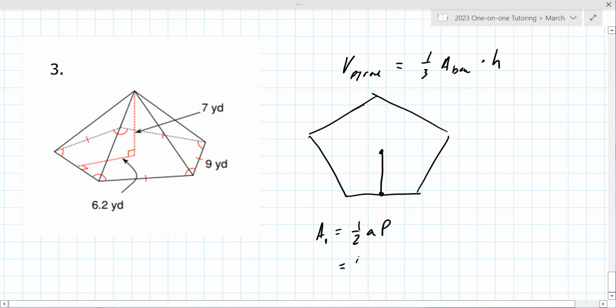And that's 6.2. What about the perimeter? We could do 9 times however many sides there are. Okay, so it's a pentagon, 5 sides. So that's this area of the base part. And so you can get that number, and then it's 1/3 that number times the height. The height in this problem is 7. So it's just about piecing those values together.